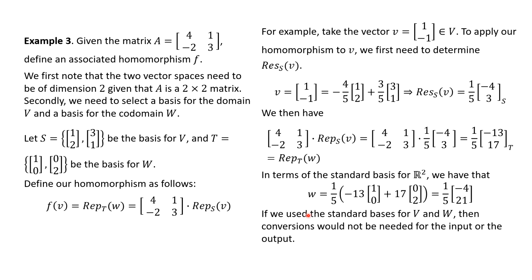And just a note here, if we use the standard bases for V and W, then no conversions would be needed. This would be much simpler. You wouldn't need to do any conversion here, and what you got out would also be in terms of the standard basis. You may want to try that as an exercise. It's almost immediate. You just have this times (1, -1), you multiply it out, and you'll get a result in terms of the standard basis.